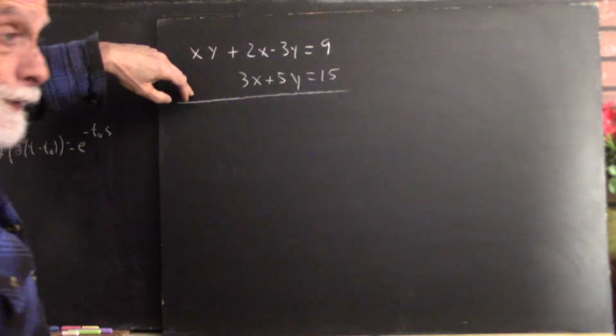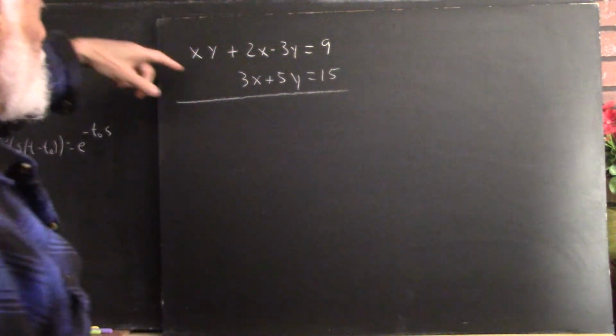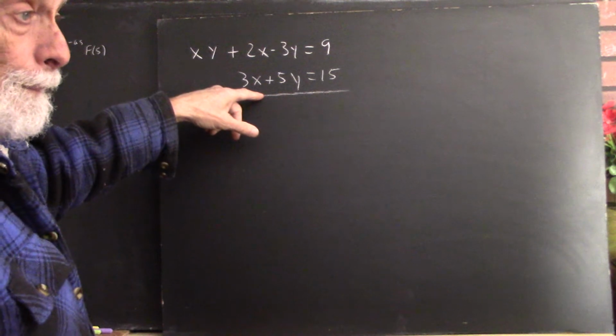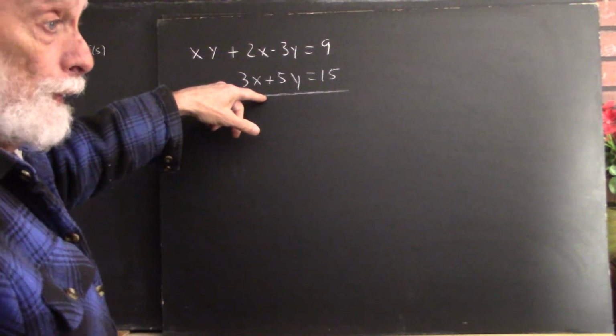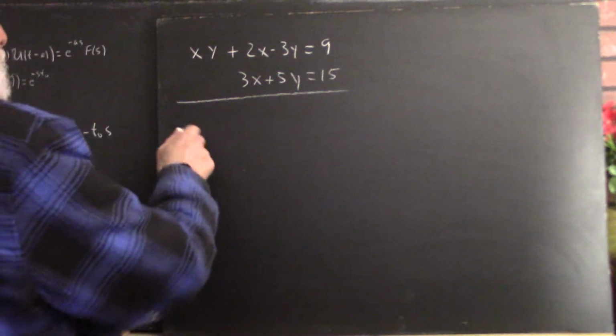Okay, given this system, we're going to follow the same strategy. We could solve for either x or y. Solve this equation for either x or y and plug the result back in. Let's see how that works out.